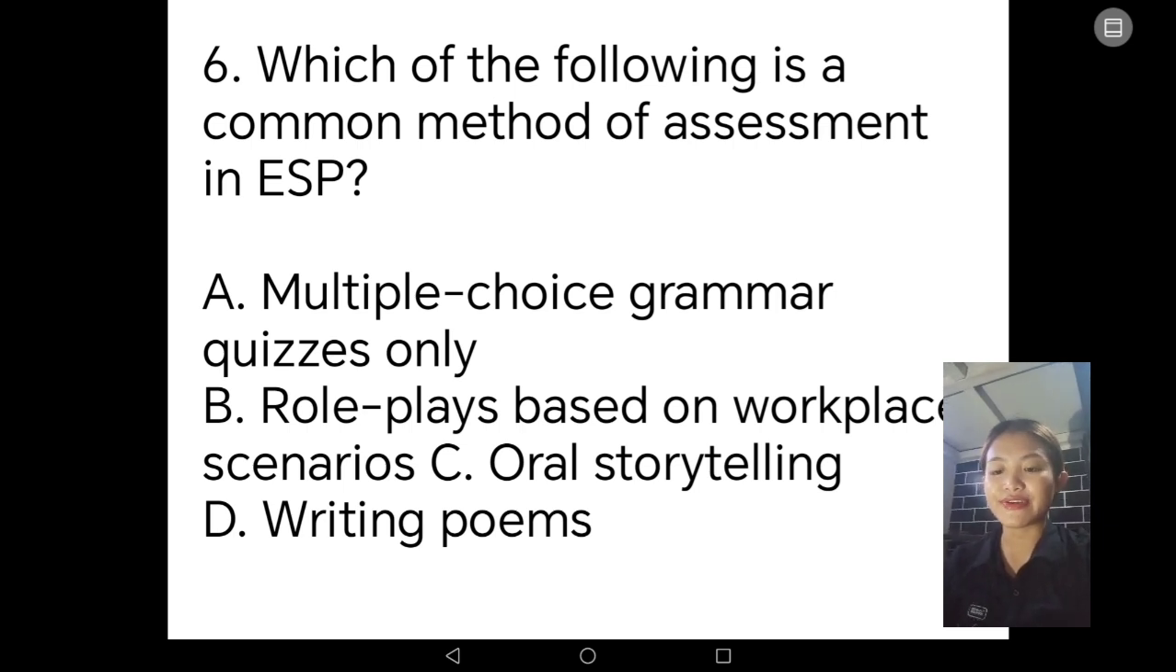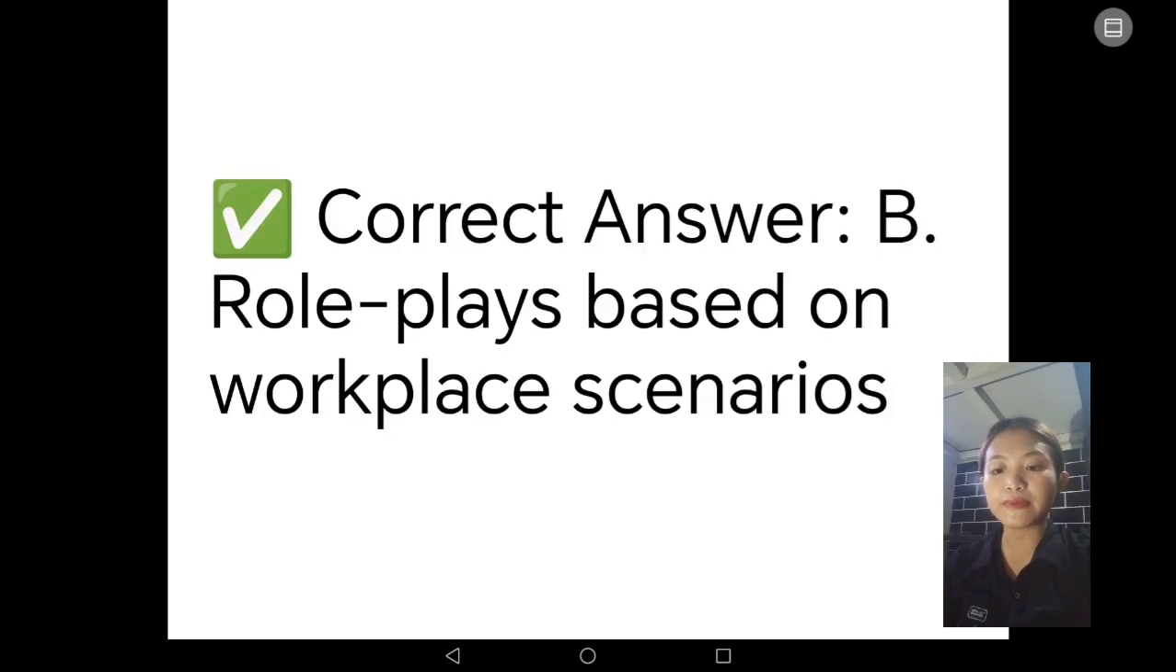The correct answer is letter B. Role plays based on workplace scenarios, because ESP assessments simulate real tasks such as presentations, role plays, and writing reports based on actual fields that are needed.